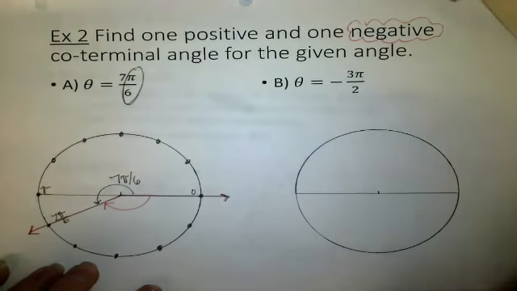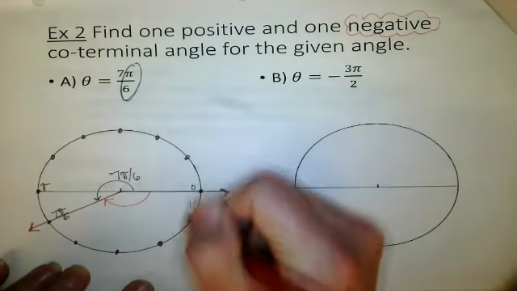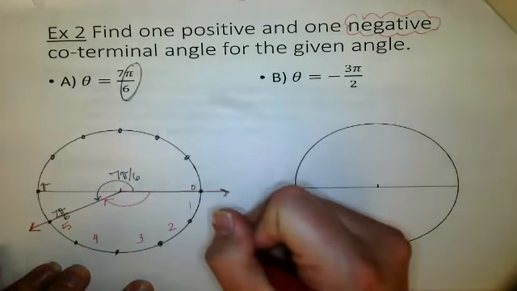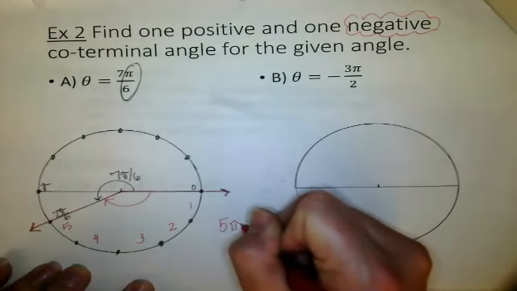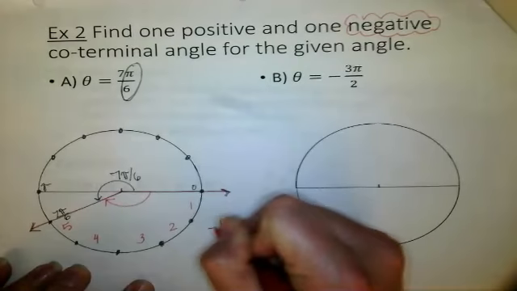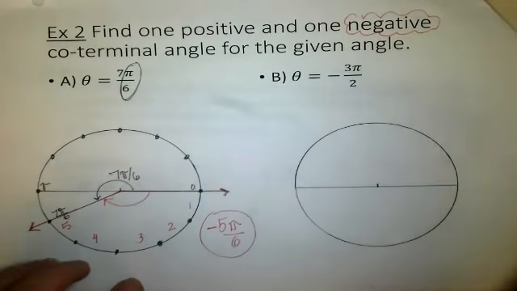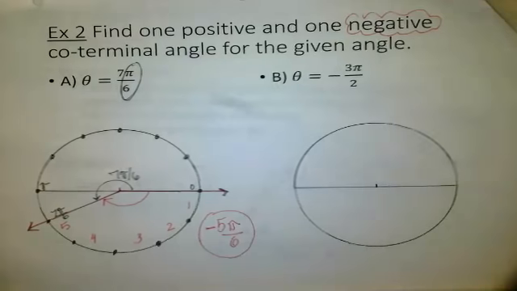How big is that angle? 1, 2, 3, 4, 5. Pi over 6 in the negative direction. That is our negative coterminal angle.